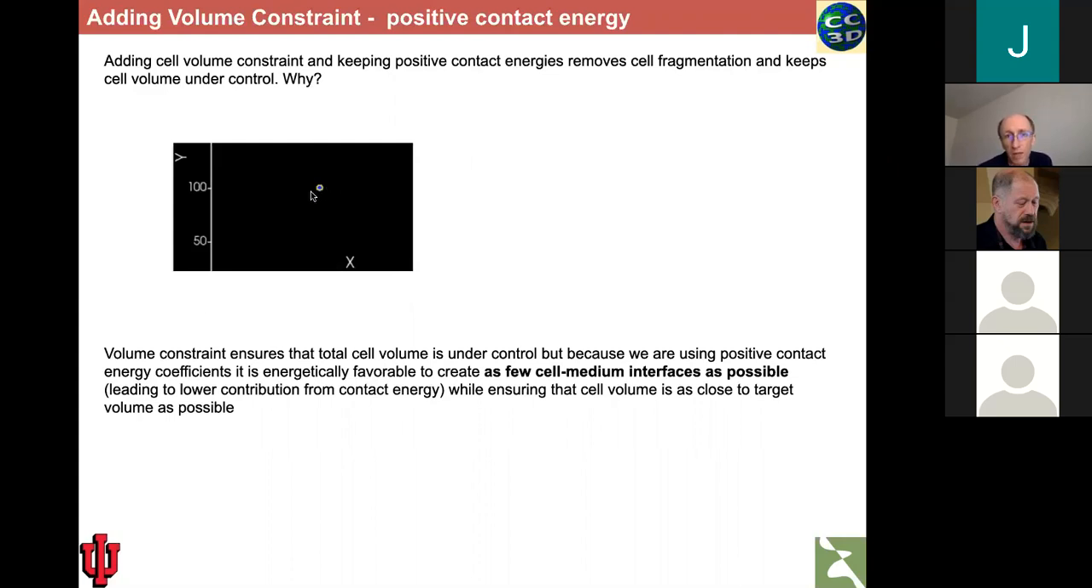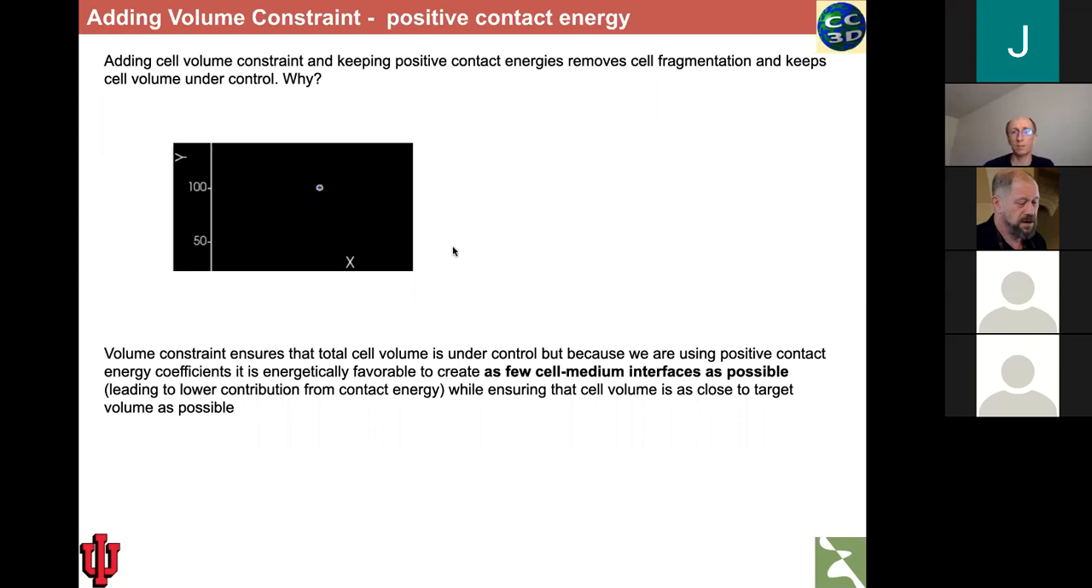And the reason why this shape is more circular-like is because when contact energies are positive, one way to minimize energy is to lower the number of interfaces between cell and medium. And this is precisely why we get this shape.